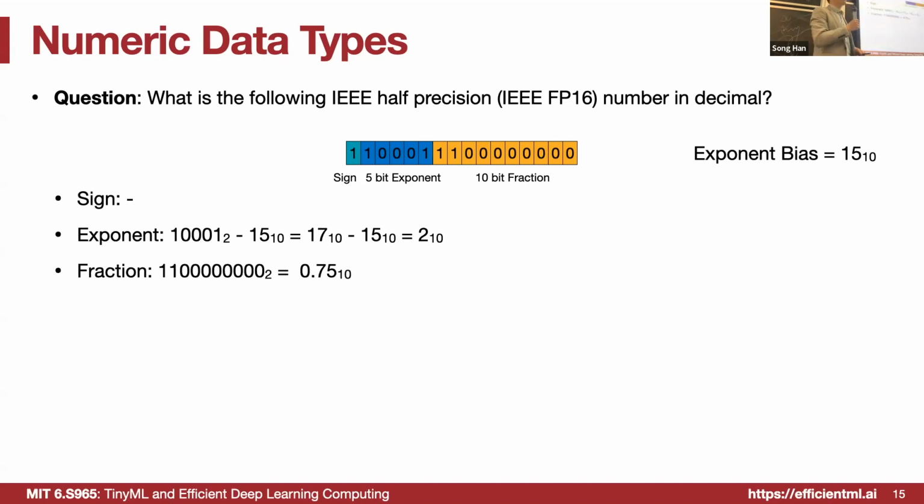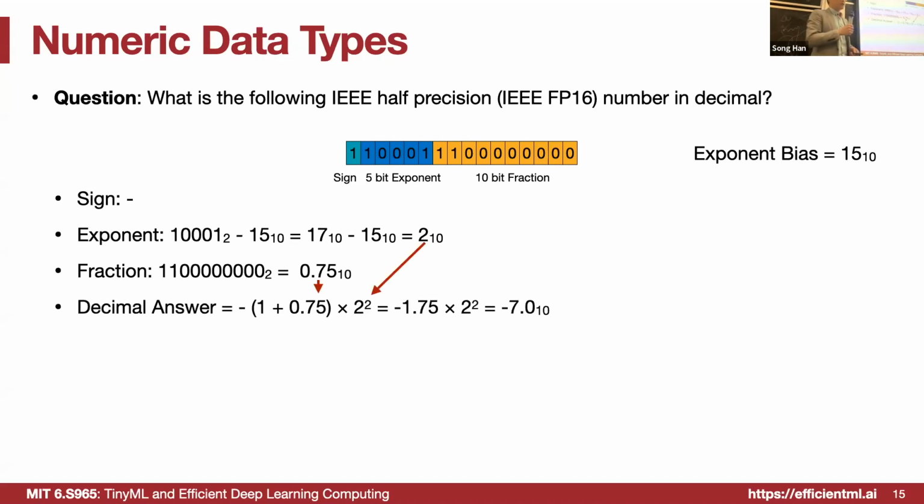And then we calculate the fraction. Okay, so this is representing 0. This is half. This is 1/4. Okay, so altogether it is 0.75. So the decimal answer would be 1 plus 0.75 times 2 to the power of 2. Okay, so it's actually -7.